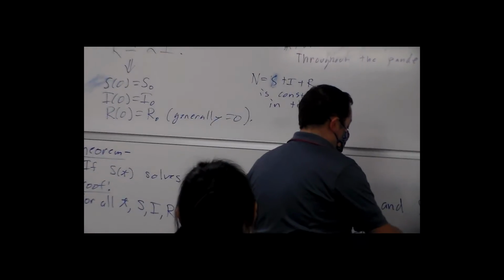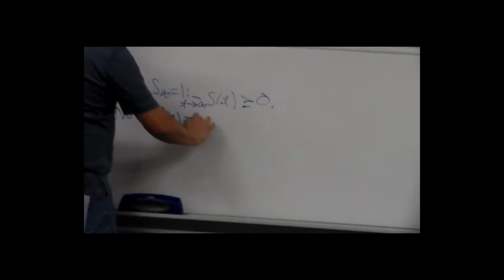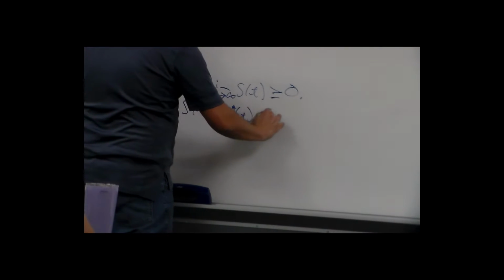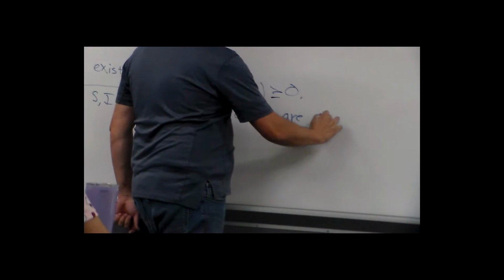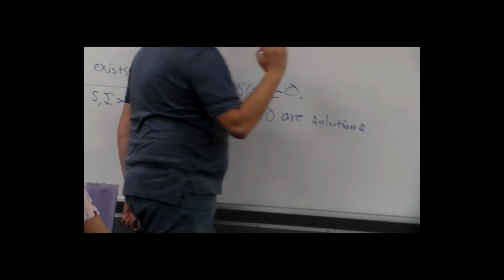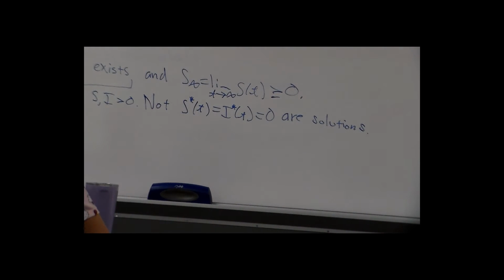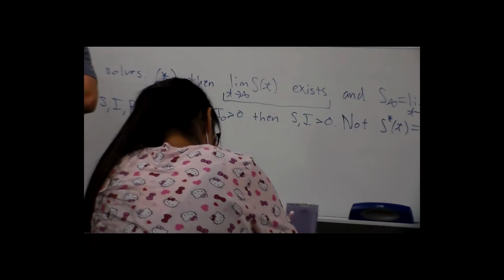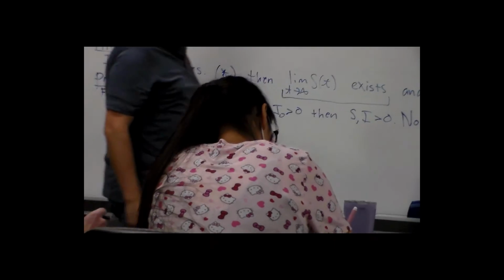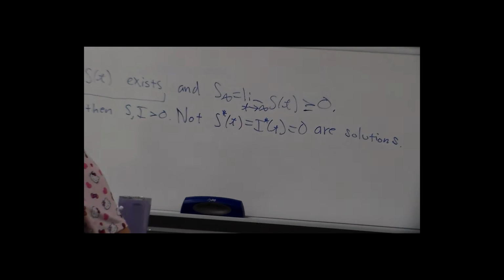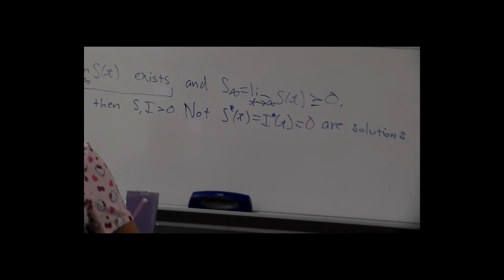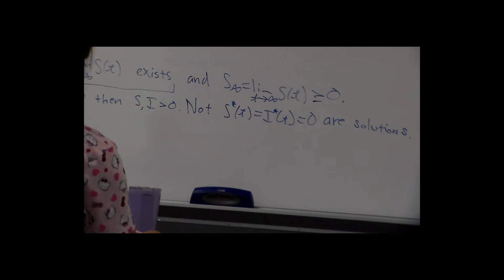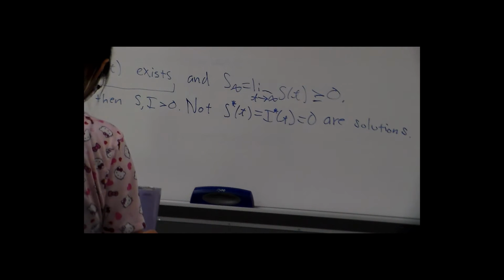So what I mean is, then that's my error. So I'm going to say note, S star of t equals I star of t equals 0. These are solutions. Okay? How would I check that they're solutions? Yeah, Aiden, good. Plug it in, right? So if I plug in S and I equal to 0, that satisfies the equation because I have 0 on the right-hand side and 0 on the left-hand side. So these are solutions. Okay?